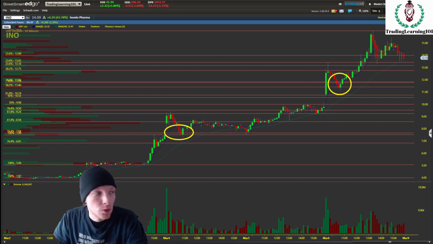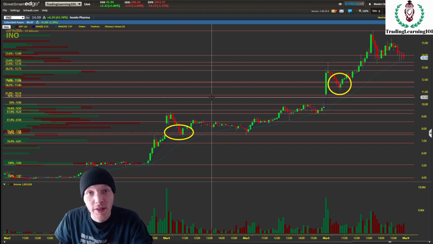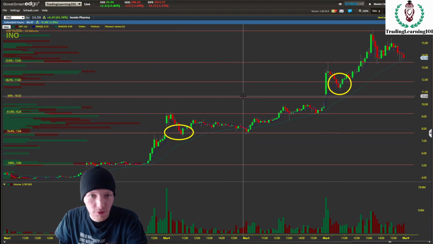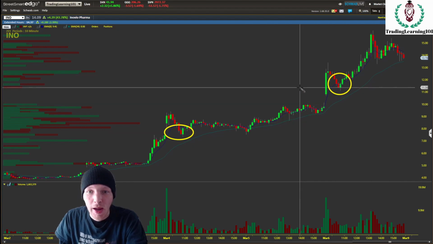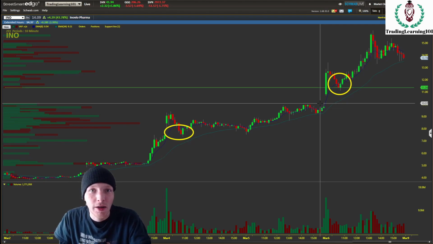And then what you would want to do is, once you find your levels of importance, delete all of these lines, all of them, and then put 1 line right there at that $11 area and leave a note with that line. Just write something like cluster support, cluster resistance.